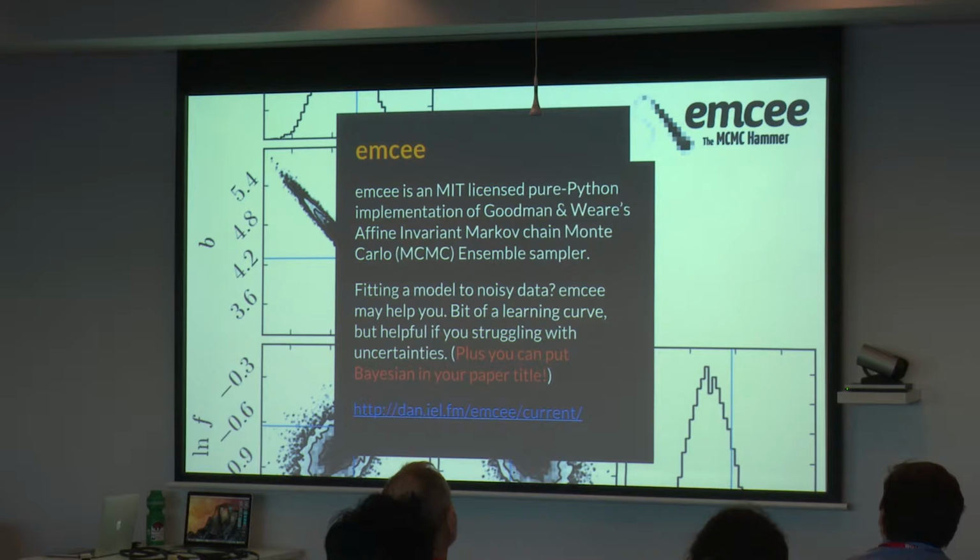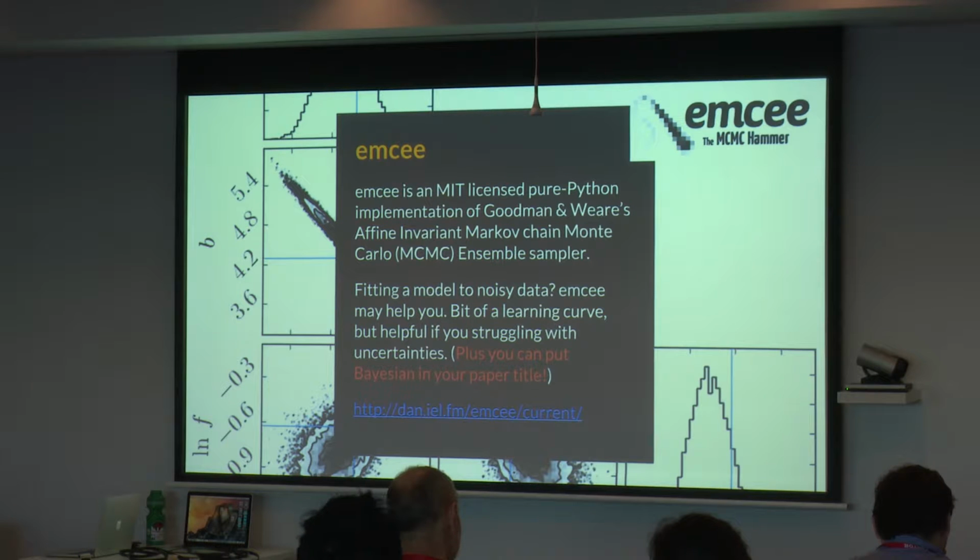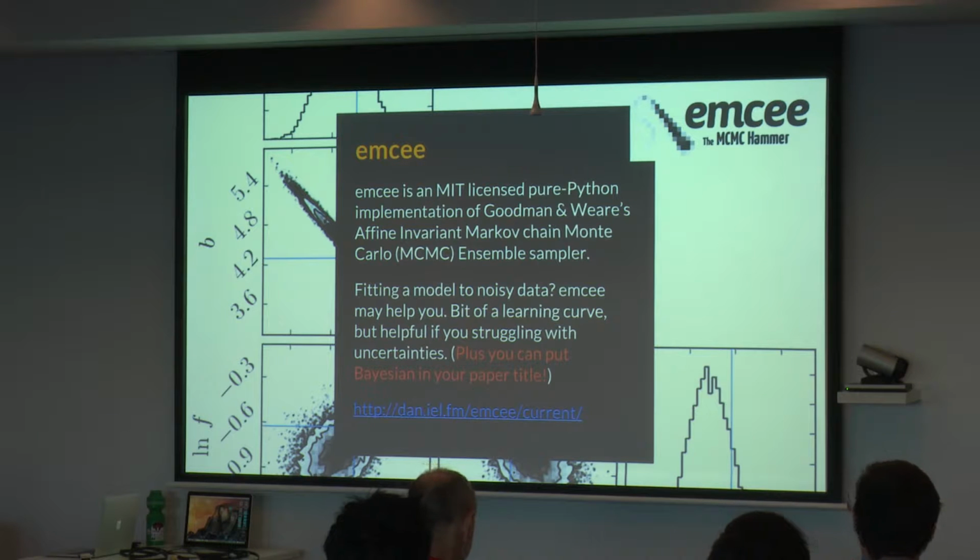And I think the other tool I mentioned from Python, and this isn't actually necessarily a Python thing, is that there's a bunch of different implementations of these Monte Carlo MCMC things. So emcee is, as it says here, an MIT licensed pure Python implementation of Goodman and Weare's affine-invariant Markov chain Monte Carlo ensemble sampler. Basically, this is something really useful for fitting a model to noisy data.